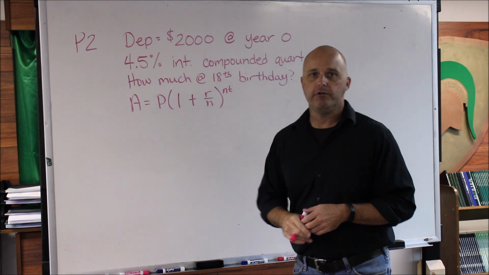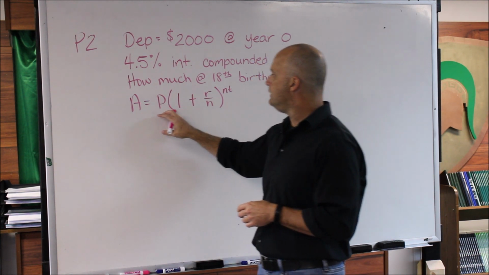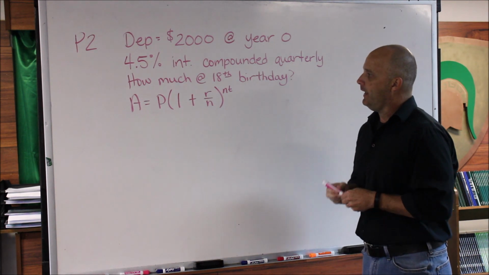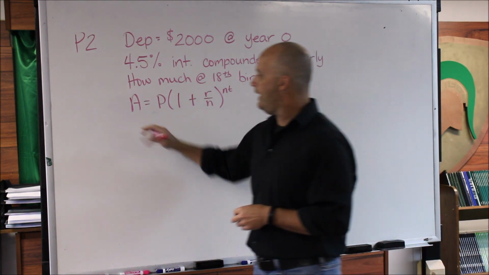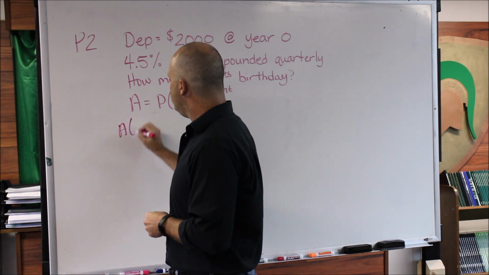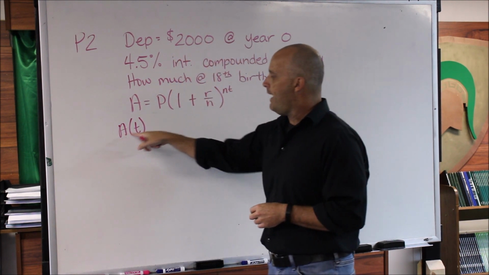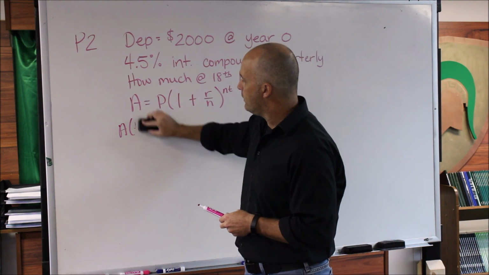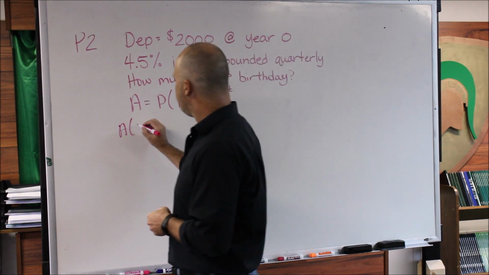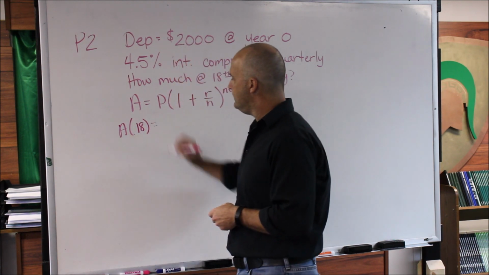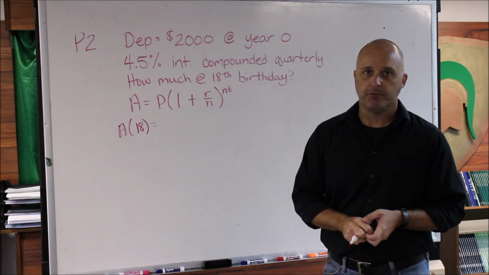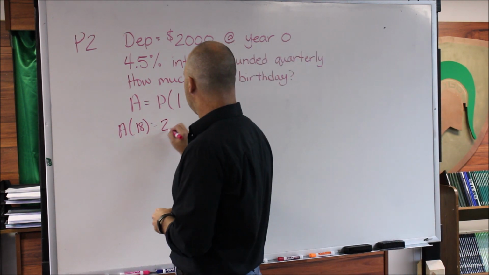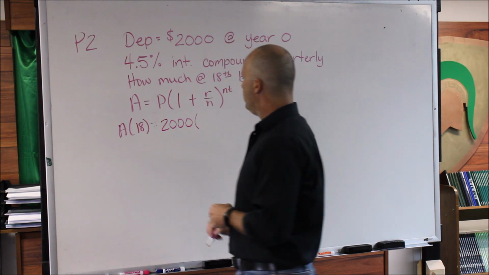The formula that we're going to use for this is A equals P times (1 plus r over n) to the nt. And the A, or A of t, is going to be the amount at a particular point in time. The particular point in time that we're looking for is that 18th birthday. So it's going to be A of 18 equals the principal. How much was put into the account initially? That was $2,000. So we're going to replace P with 2,000.